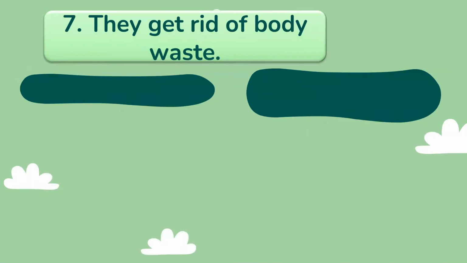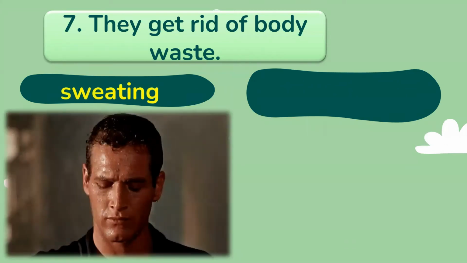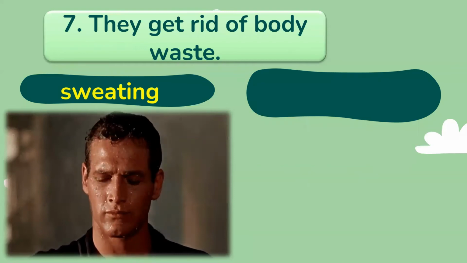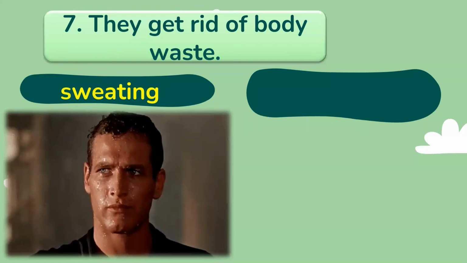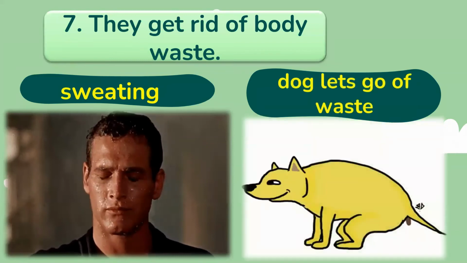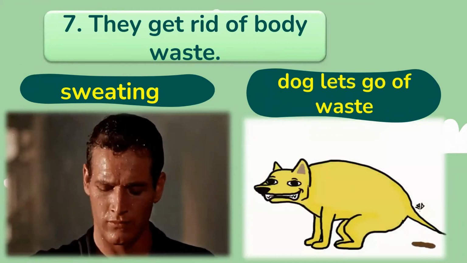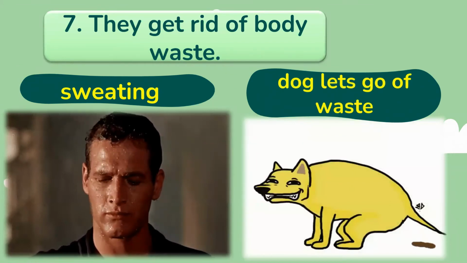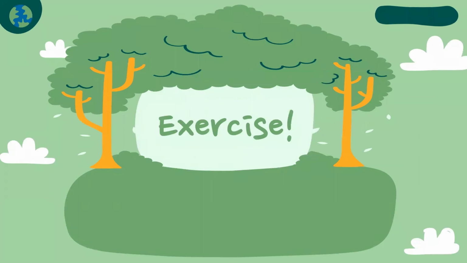Number 7, they get rid of body waste. For humans, sweating helps cool down the body. Water is released through glands in the skin. Now, a dog lets go of waste by pooping. Okay, so it's time for an exercise.